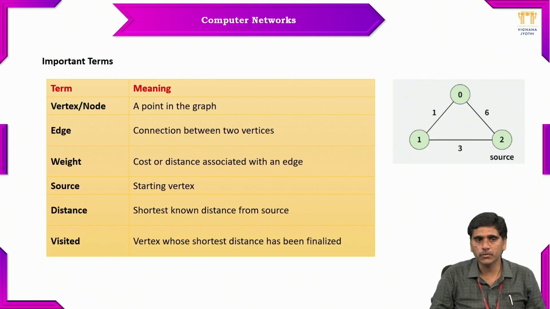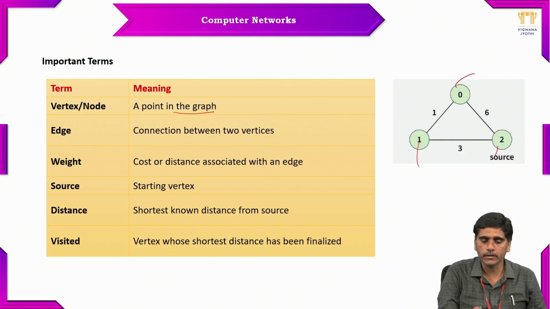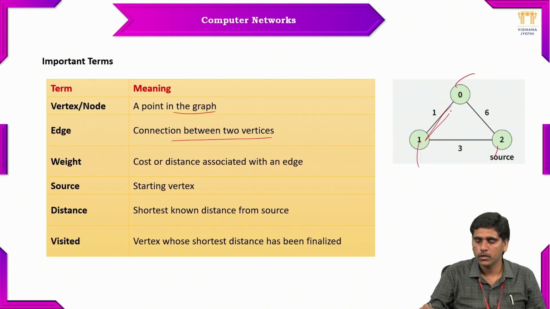The important terms we have to remember in this shortest path algorithm. The first one is vertex or node. These are the vertices or nodes. A point in the graph is called a vertex or node. And the edge is a connection between two vertices. A connection between two vertices is called an edge.